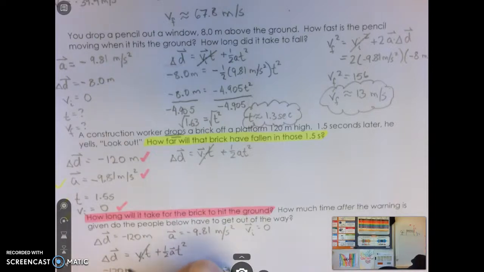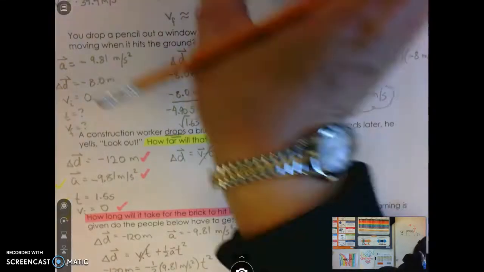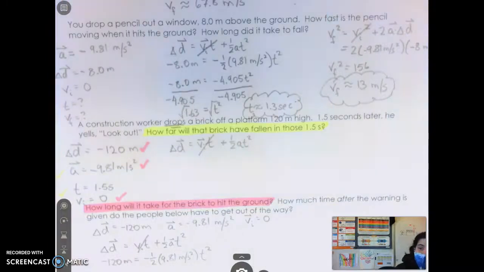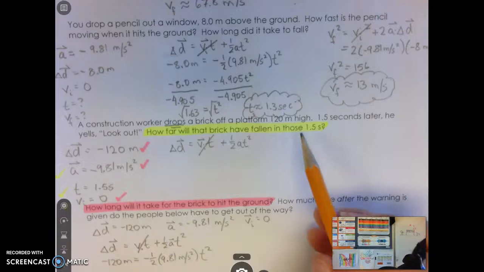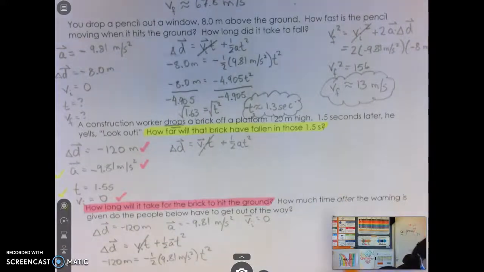If you know how far down you're going, and you know that these negatives are going to cancel out, and you're careful with your units, you can see what t is going to be this go-round, and see whether it's more than 1.5. I bet it will be. And if it is, how much more is it? How much time after the warning is given do the people below have to get out of the way? Good luck!